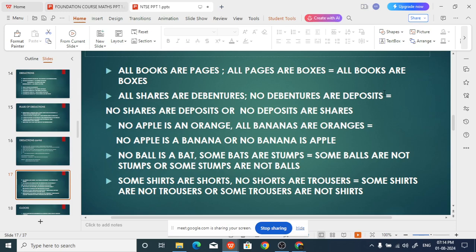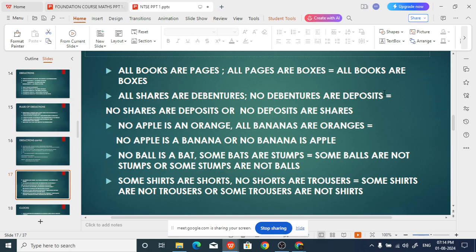Debentures. Debenture should not come in the answer. One term is negative. No debenture is universal negative. So what could be the answer? No shares or deposits, or no deposits or shares.